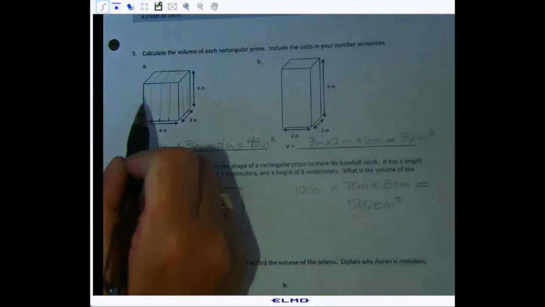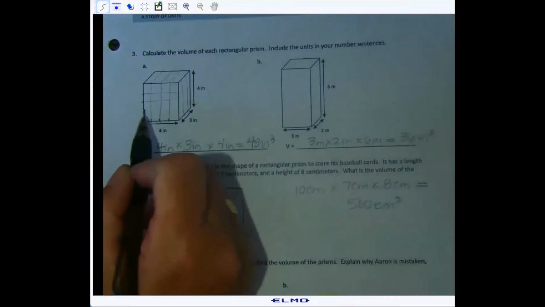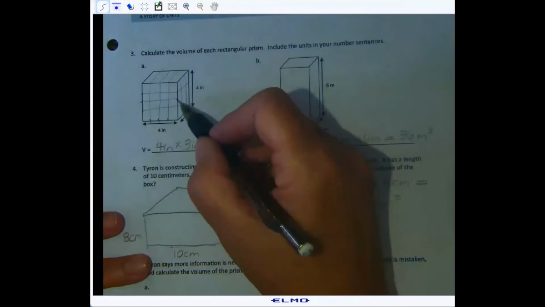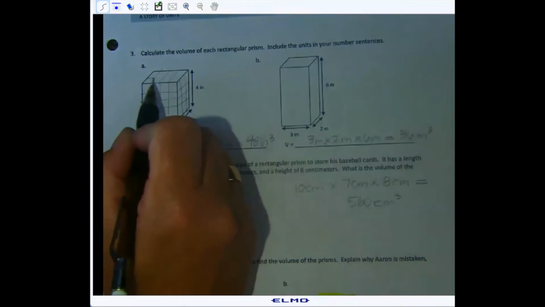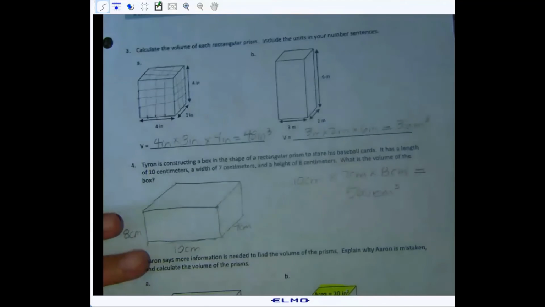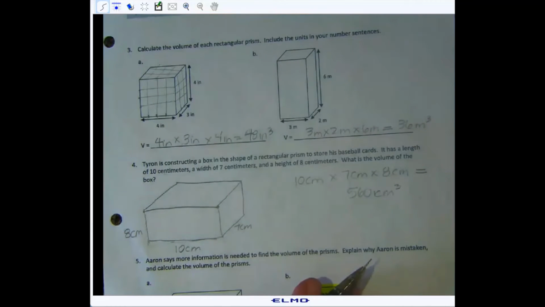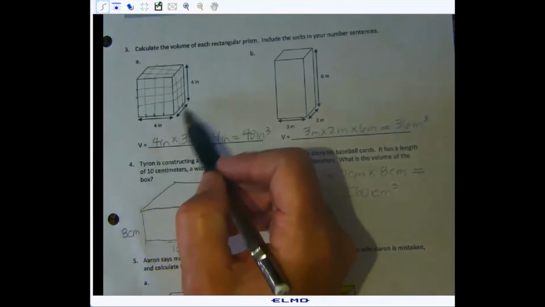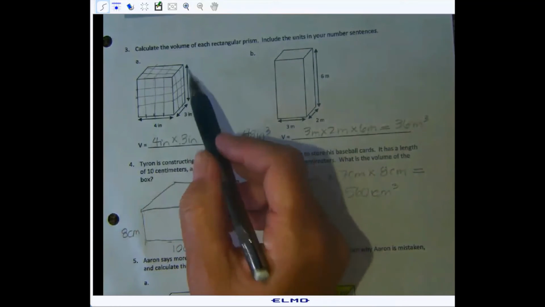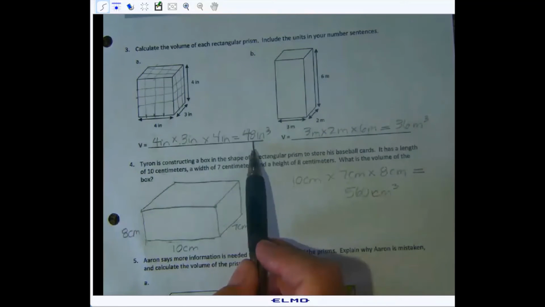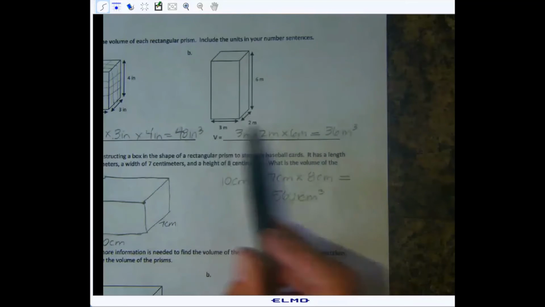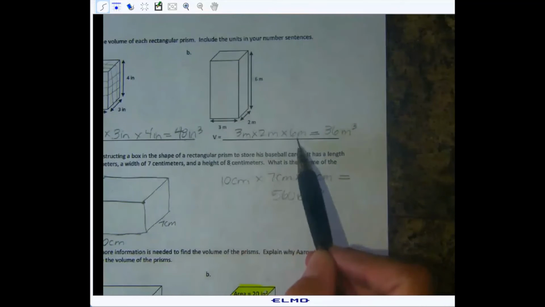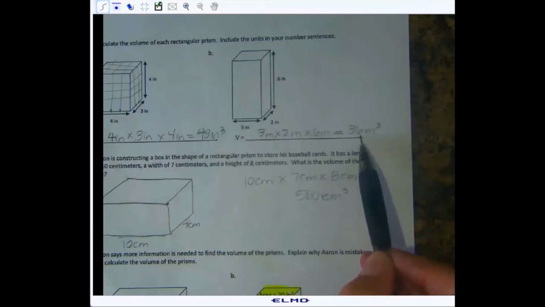But this is 4, so that means 3 lines equally spaced so that they look like they're divided into equal units, which actually this does not, but, and this is also 3 up here, so that comes across there and that comes across there. Okay, so now we can see the cubes in here. There are 4 this way, 3 that way, that's 12, but then there are 4 layers of 12, so that comes out to 48 cubic inches, okay? The next one is 3 meters by 2 meters by 6 meters, which comes out to 36 cubic meters.